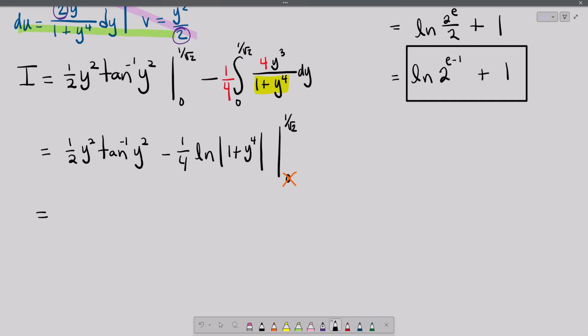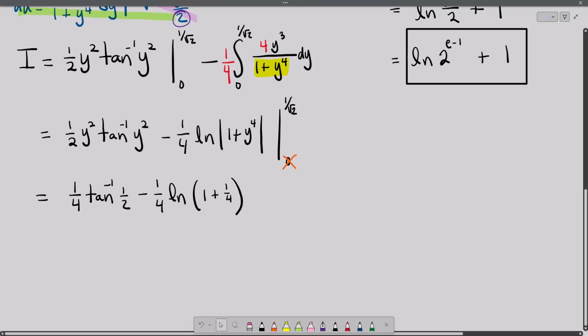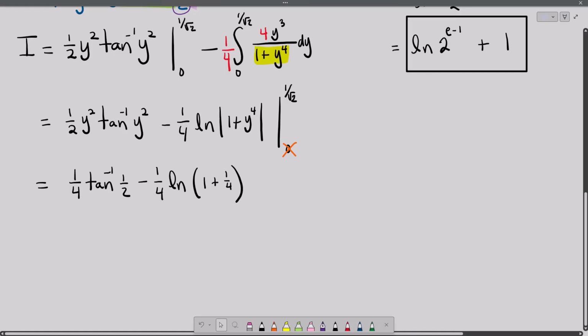Okay. 1 over root 2 put in here for y, we square it and we get 1/2. So that's going to be 1/4 inverse tangent of 1/2, because we're squaring the 1 over root 2, minus 1/4 natural log. That's going to be 1 over root 2 multiplied by itself 4 times, so that's going to end up being 1/4. So natural log of 1 plus 1/4. We should simplify that fraction.